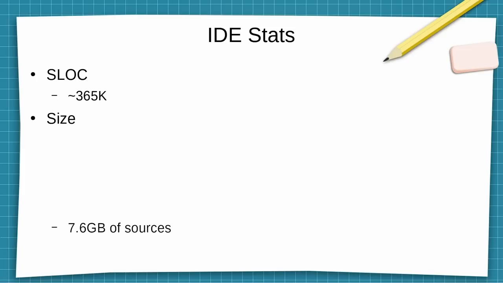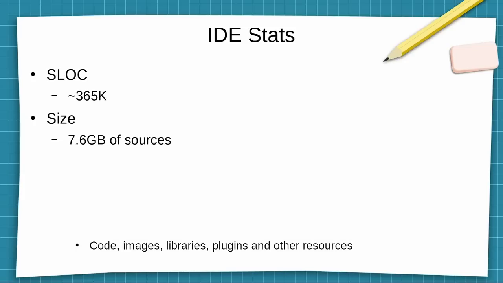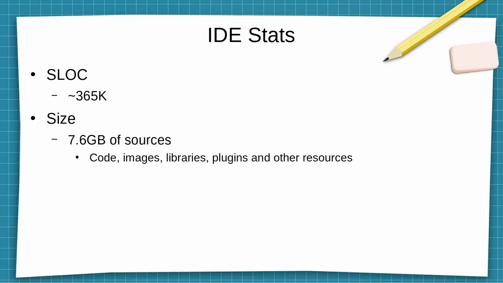So the overall size is about 7.5 gigabytes of sources. Now, this isn't source code, because that's text and that's not very big. This is more of what a checkout of the source would pull down. Most of the bulk of that is probably the images, libraries, and plugins, the bigger chunks of things. If I did a checkout on this laptop, for example, of the IDE from our source control system, it would pull down about 7.5 gigabytes.